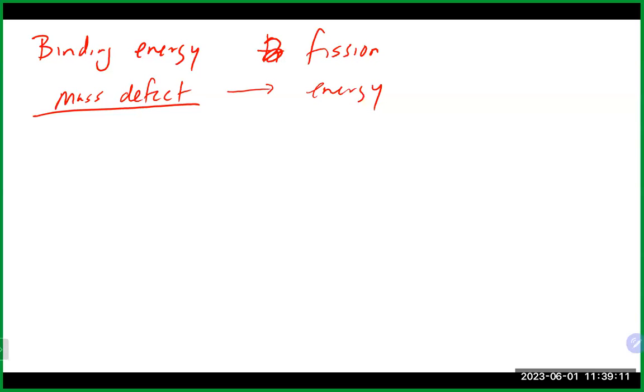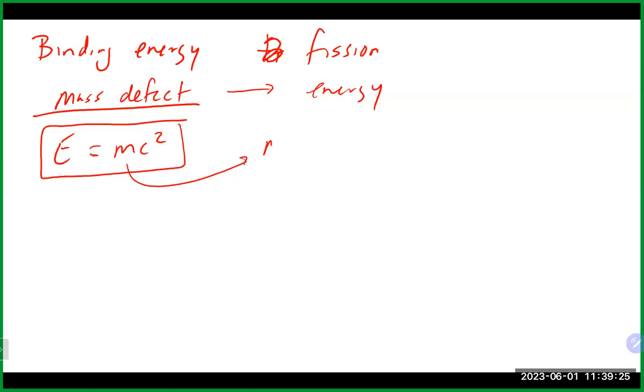And you could calculate the binding energy in a couple of ways. I could use E equals mc squared, which is our Einstein equation. And the way that we do this here is the mass here would actually be the mass defect.